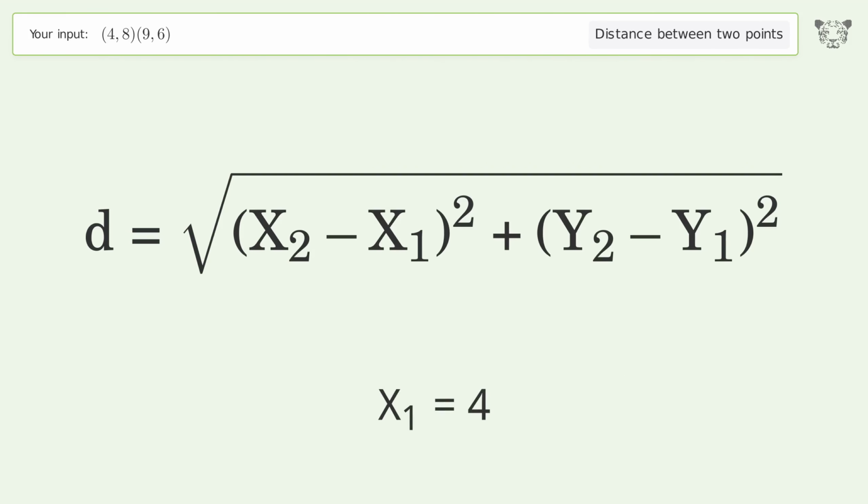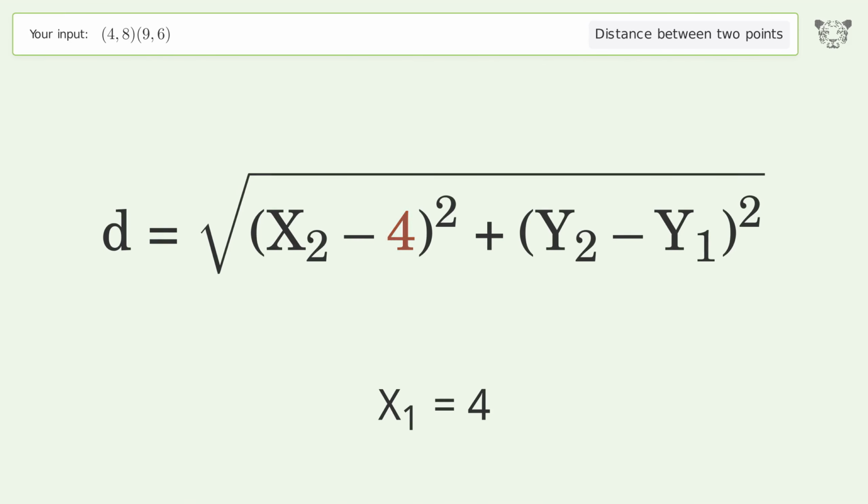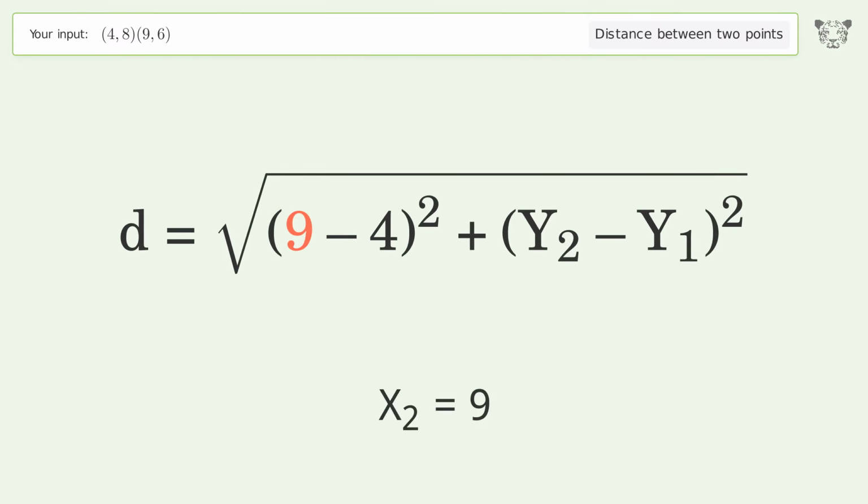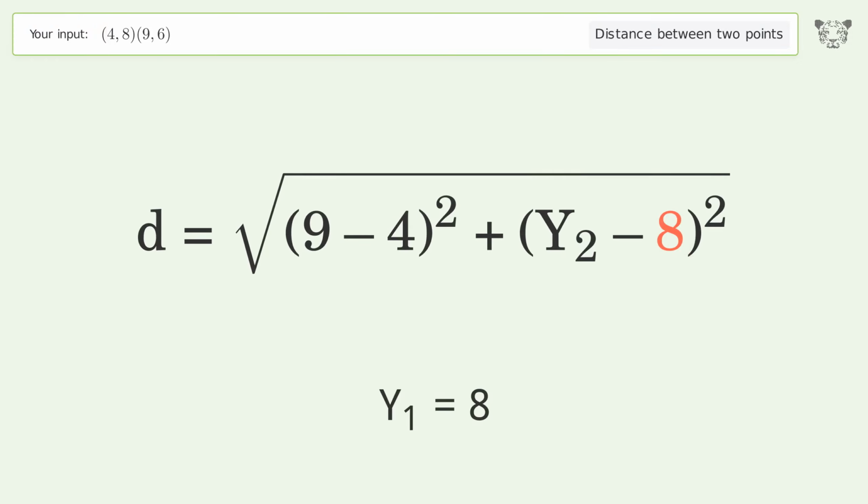x1 equals 4. x2 equals 9. y1 equals 8. y2 equals 6.